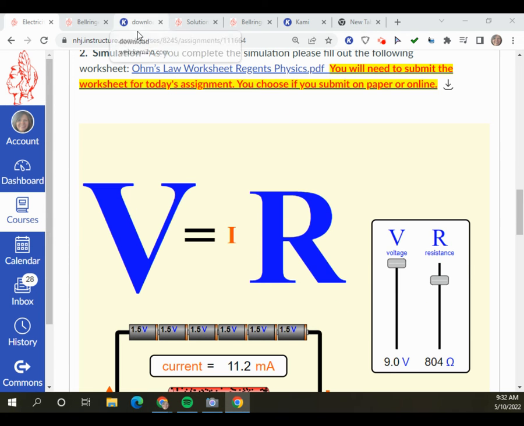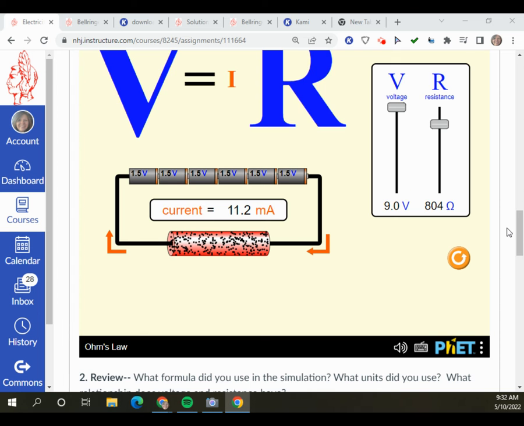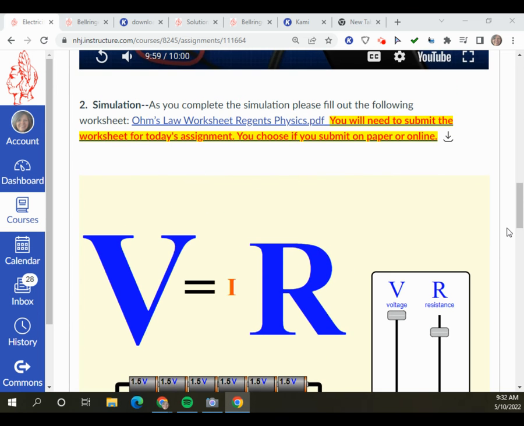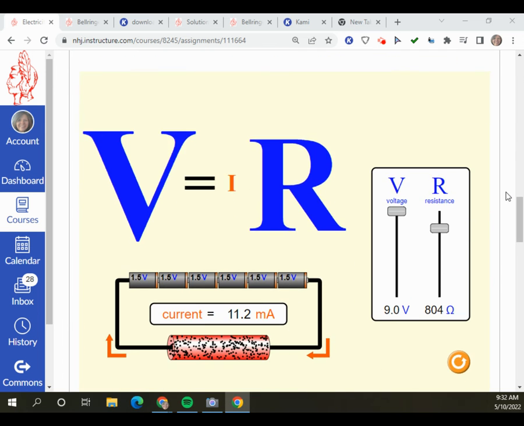I've already got mine opened in Kami right here. You can use DocHub. You can put it on paper. You can print it out, whatever makes life easier for you. But we're going to go through that together, and I'll just document it on Kami for you to be able to see that. Let's look at the simulation first, and then we'll look at what the questions say.